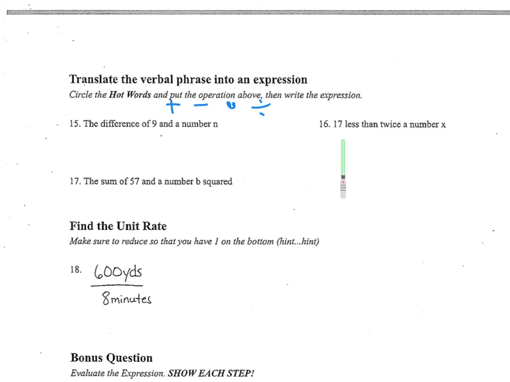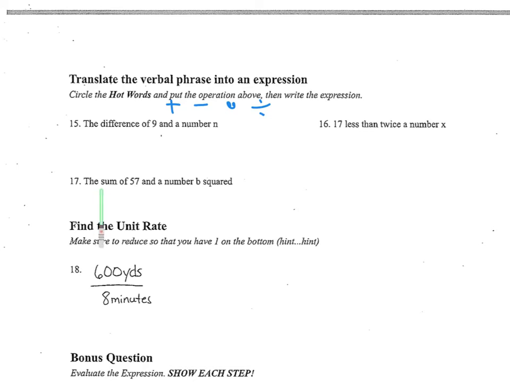moving on to 16. 17 less than twice a number x. Remember what twice a number meant. Okay, 17 less than twice a number x. Circle the hot word and then write the expression.